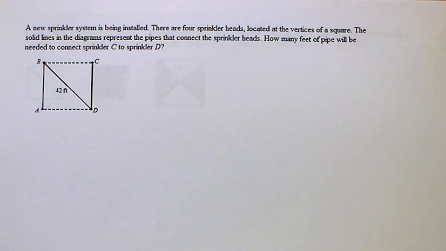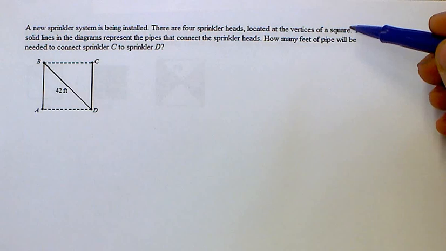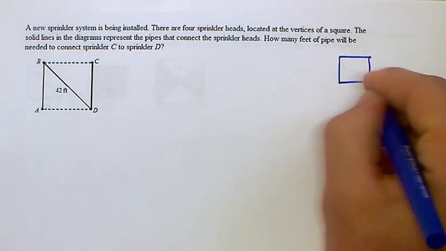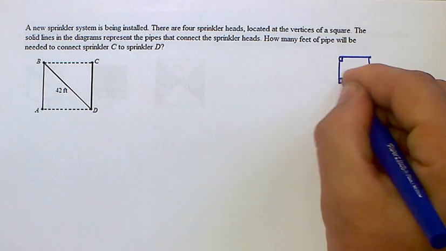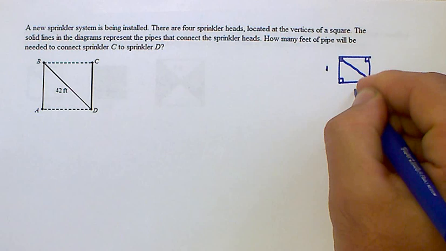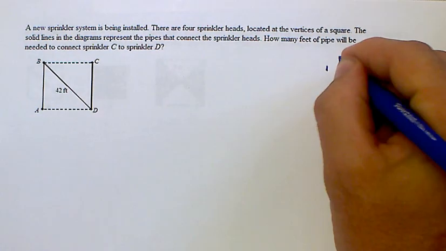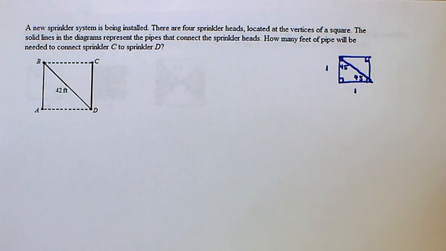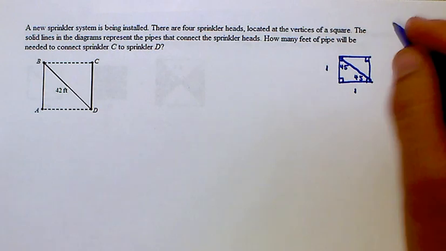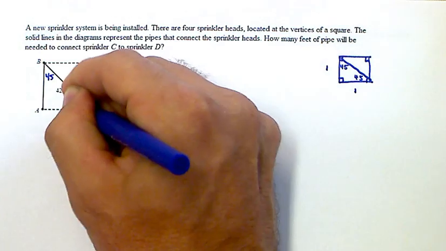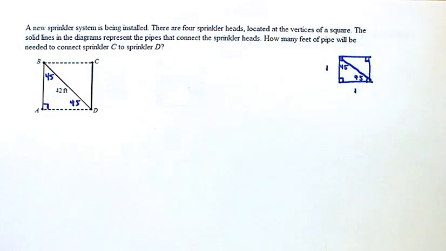Just as a general rule for 30-60-90 and 45-45-90 word problem types, generally because a square is 90, 90, 90, if you're drawing a diagonal, you're creating an isosceles triangle. And if you're creating an isosceles triangle, you're creating a 45-45-90. So usually if you see a square, consider your 45-45-90 triangle.